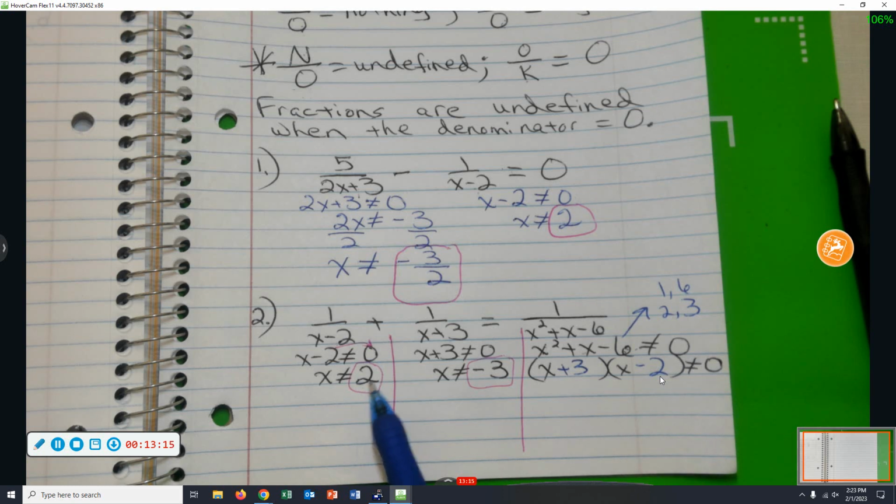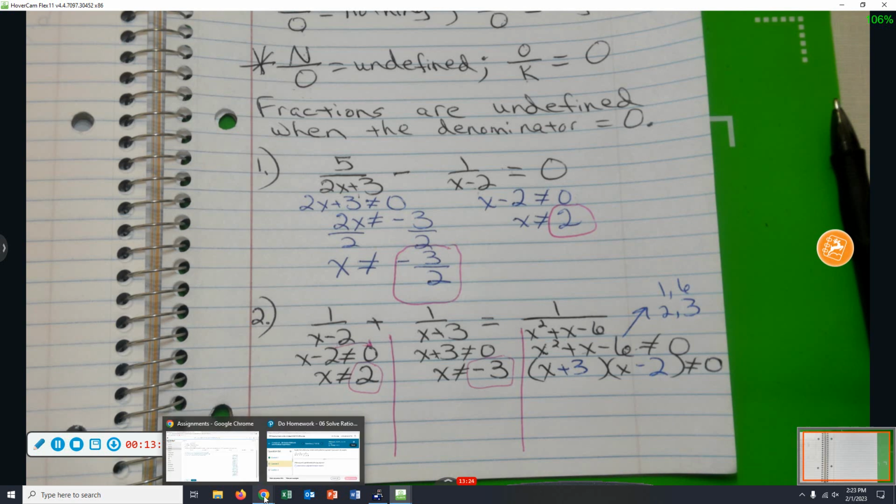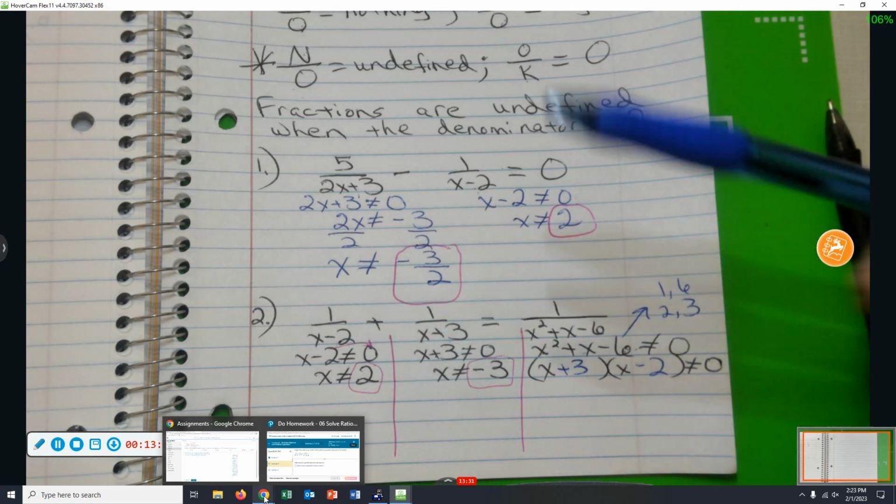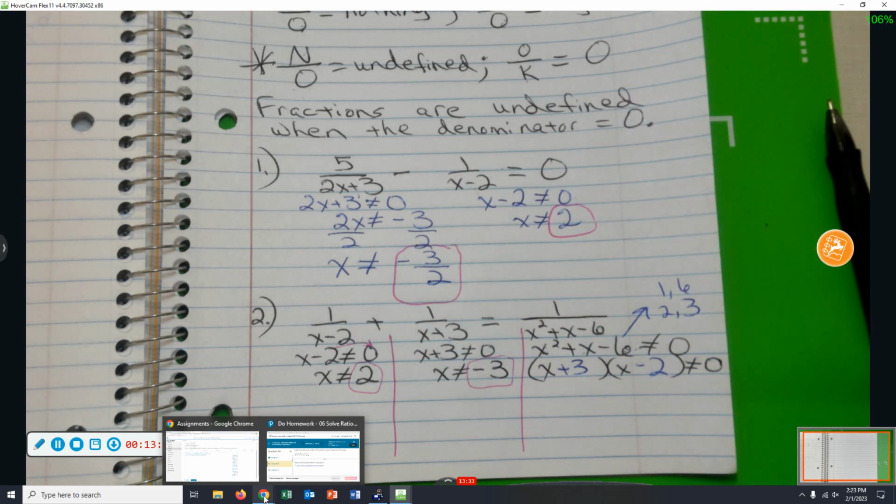The only numbers we have to discard are 2 and negative 3. The whole point of these first two problems is to make sure you're aware that you have to discard solutions that give a denominator of 0. And it doesn't matter what the numerator is.